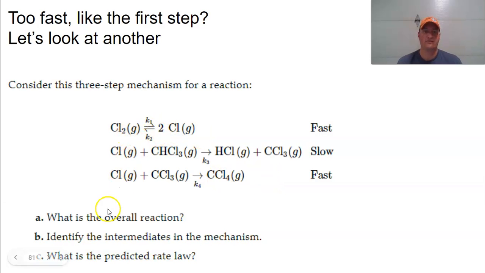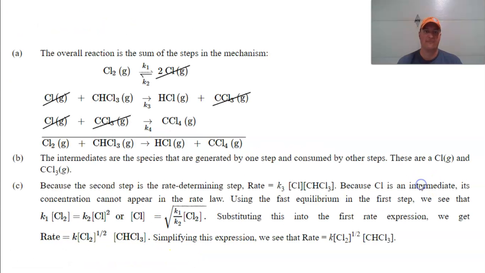So looking at this, what's the overall reaction? We need to add these all up, identify the intermediates in the mechanism, and find the predicted rate law. So let's look at it one thing at a time. Overall reaction, I have to add things up, cancel things that are the same on both sides. I say I have two chlorine atoms, CCl3, CCl3, and so I add things up in order to get my overall reaction. Intermediates are things that are generated in one place, used up in another. So that's Cl as an atom, and CCl3.